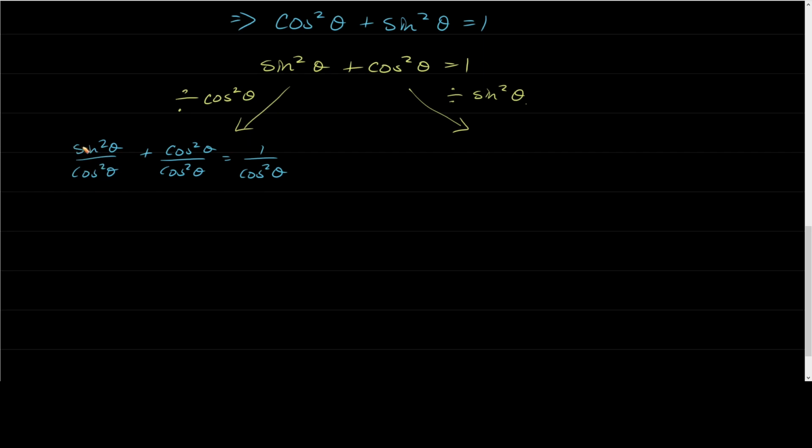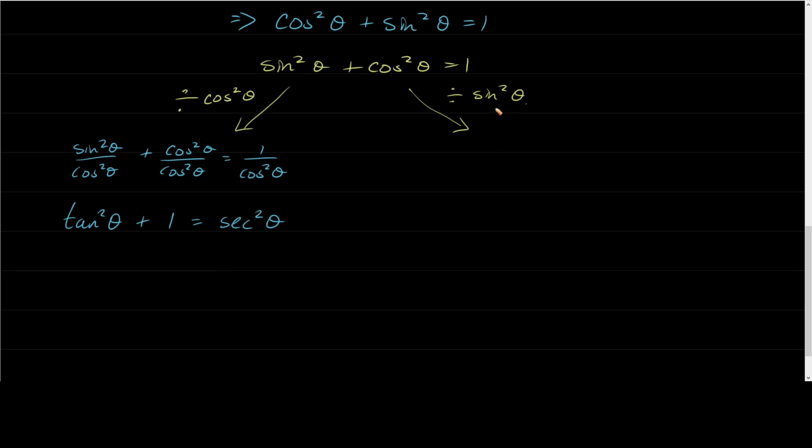If I take sine squared over cosine squared, that's going to give me tangent squared. Cosine squared over cosine squared is 1, and 1 over cosine squared, well, the reciprocal of cosine is secant. So then we have tan squared plus 1 is equal to secant squared.